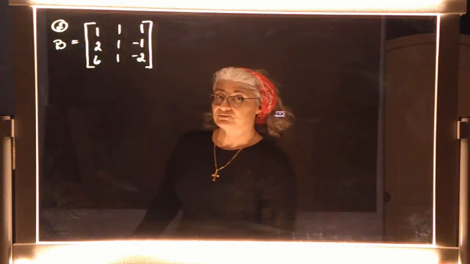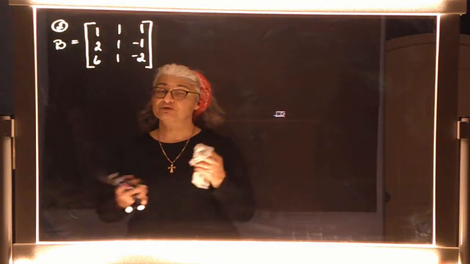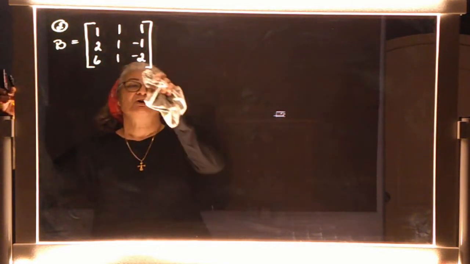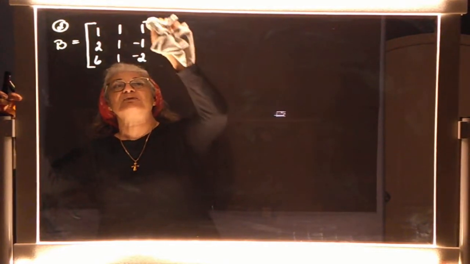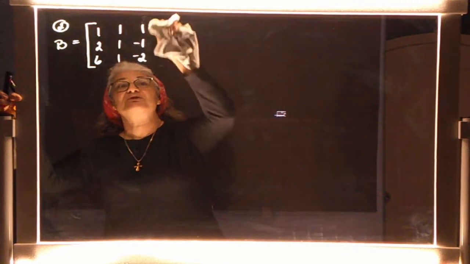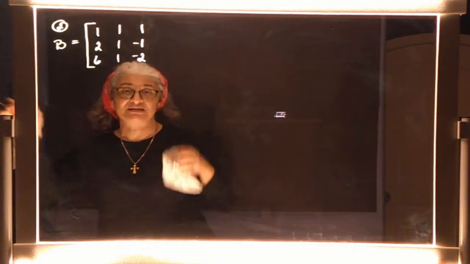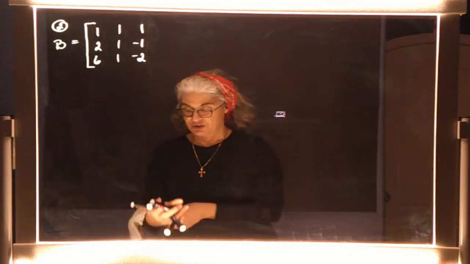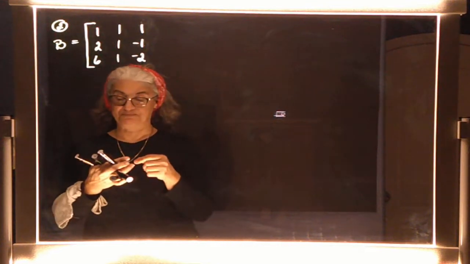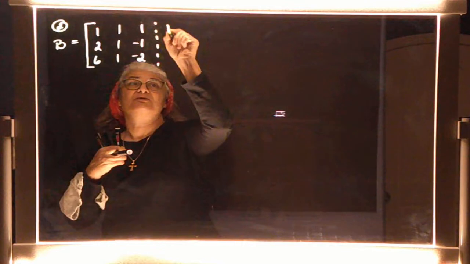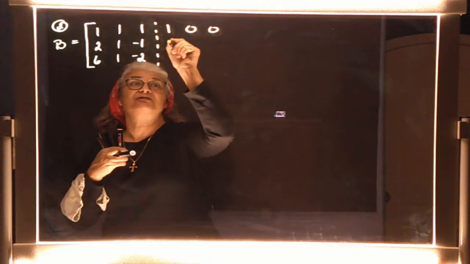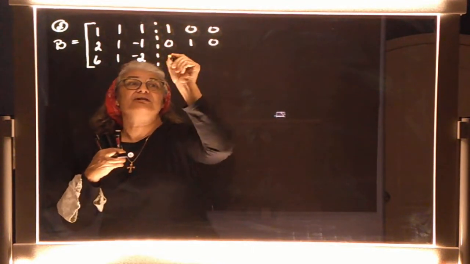So remember, we have to set up the identity matrix right next to it, don't we? Okay, so for the interest of board space, I am just going to erase this bracket, and I am going to set up the identity matrix right next to it. So when I do that, my identity matrix, remember, has 1s on the diagonal and 0s everywhere else.